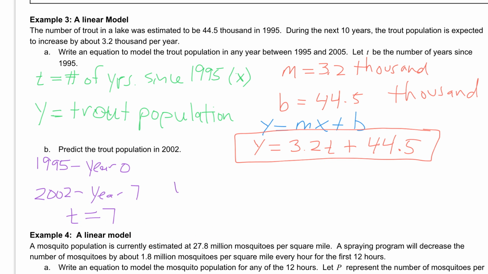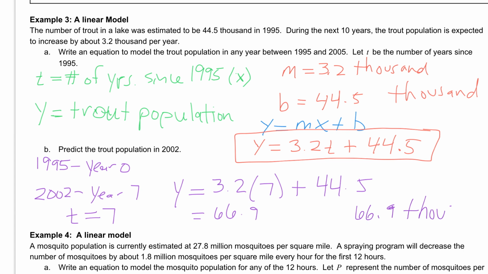So we get y equals 3.2 times 7 plus 44.5. And if you plug that into your calculator, you'll get 66.9. One thing we have to remember is both of these numbers represented 1,000. So our answer here would be 66.9 thousand trout. If you have questions on this problem, let me know.